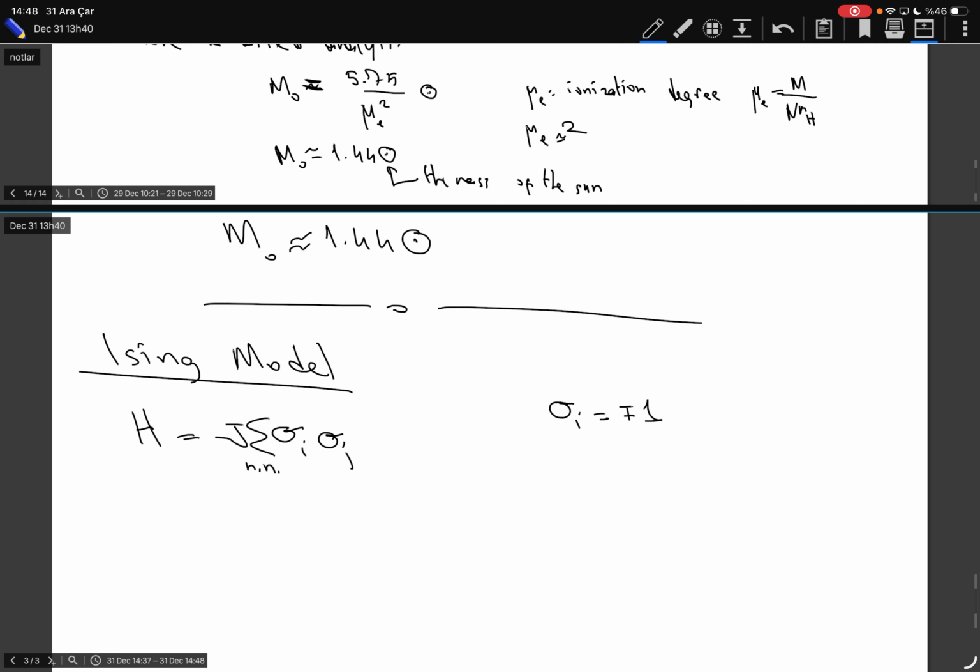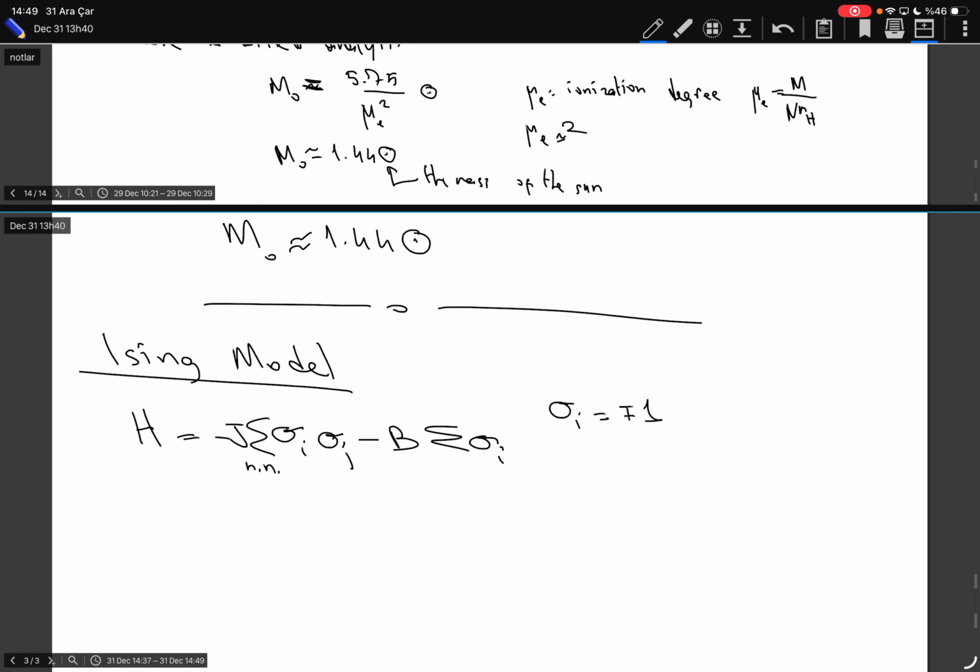And you sum over nearest neighbors, whatever that nearest neighbor means. And then, if you like, you can also add a magnetic field term, sigma I. And again, I repeat, sigma I and sigma j can take two values, plus or minus 1. This is just a classical example. There are no operators, nothing. And, well, it looks quite innocent.